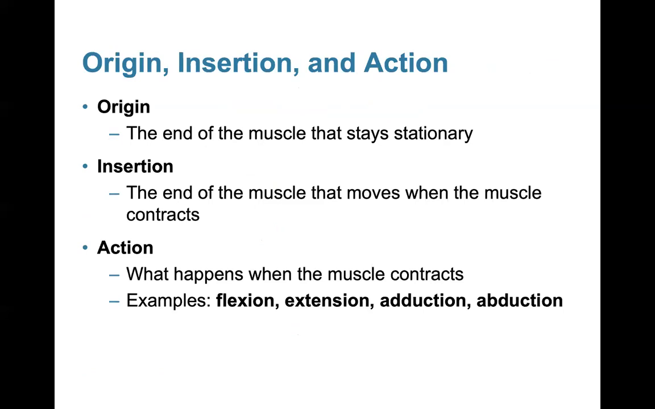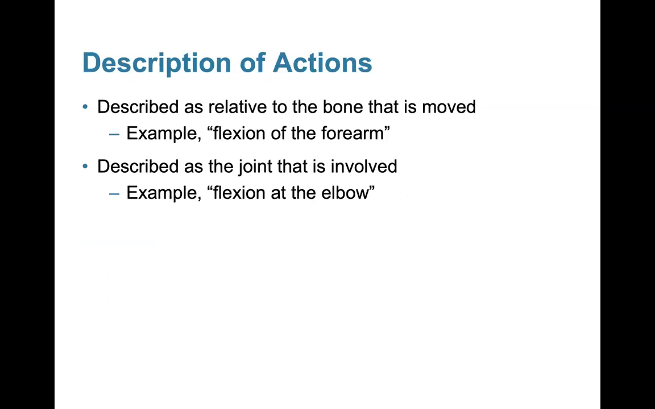So let's go over some definitions. The origin is a term that's used to describe the end of the muscle that stays stationary. Insertion is the end of the muscle that moves when the muscle contracts, and action is what happens when the muscle contracts. That could be flexion, extension, adduction, abduction. We saw a lot of these terms in the joints chapter. So actions are described relative to the bone that's moved, for example, flexion of the forearm, or they're also described by the joint that's involved, such as flexion at the elbow.